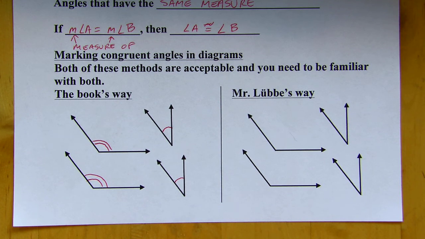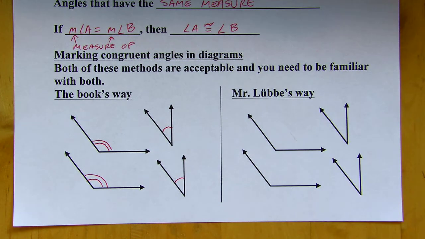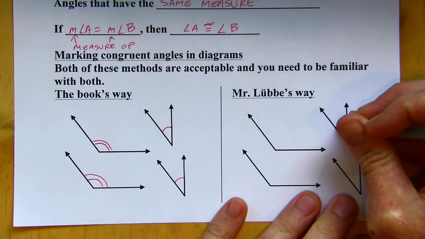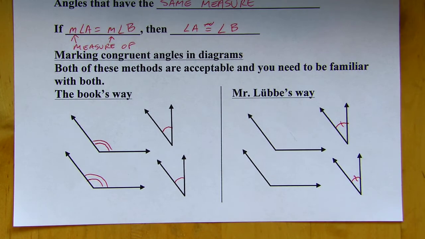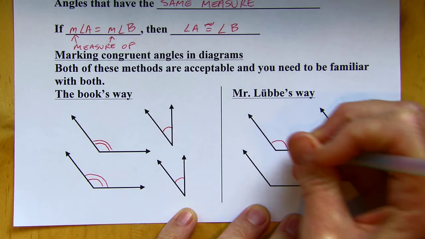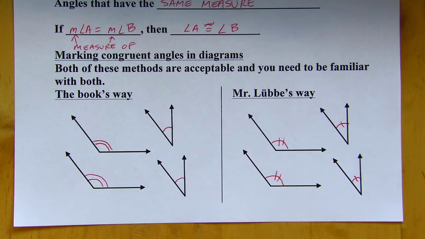I've got a slightly different method. I just think when you have just the swoosh, sometimes it can get confusing in a diagram. So what I like to do, instead of just the swoosh, I'm going to put a little tick like so to show you that those two are congruent. Okay? And then if I've got a second set of angles that are congruent, I'm going to go like that. Okay? Both of these methods are perfectly fine, and really you need to be familiar with both because I'm going to draw my pictures like that and the book's going to do it this way. Okay? All right, moving on.